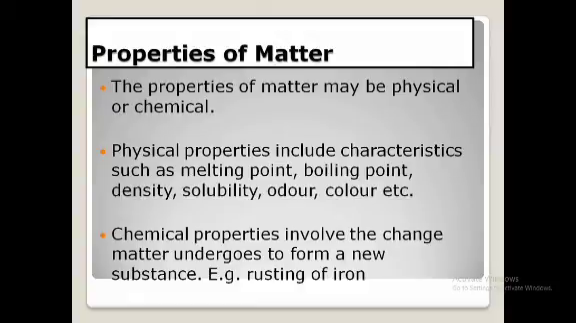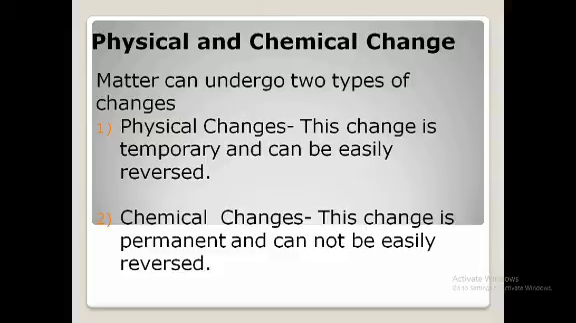For example, when iron rusts, we get a new substance. We don't get the original iron back, we get a new substance. So, moving on. Physical and chemical change. Matter can undergo two types of change. One, we have the physical change. This change is temporary and can be easily reversed. Two, we have the chemical change. This change is permanent and cannot be easily reversed.